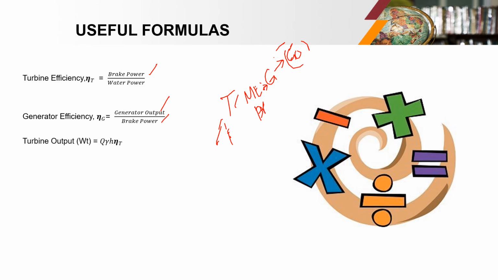Then we have the turbine output or the brake power, iniba lang natin itong turbine efficiency. So, the water power, which is Q gamma H times the turbine efficiency. Tapos, the generator output is just equivalent to brake power, which is the turbine output, turbine output times the generator efficiency.